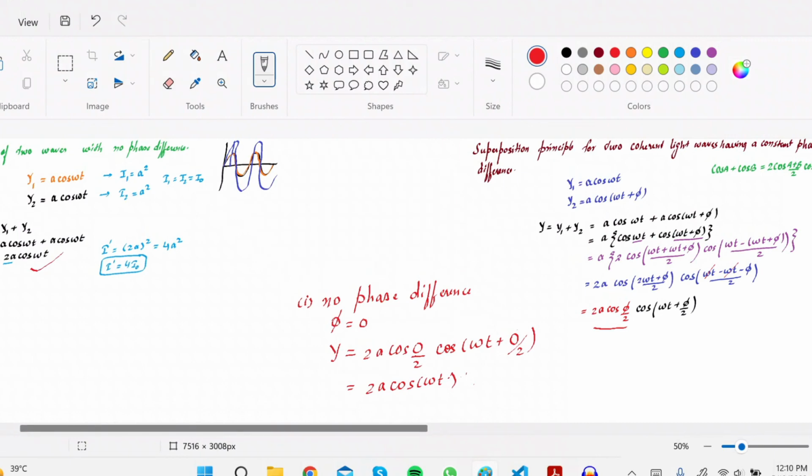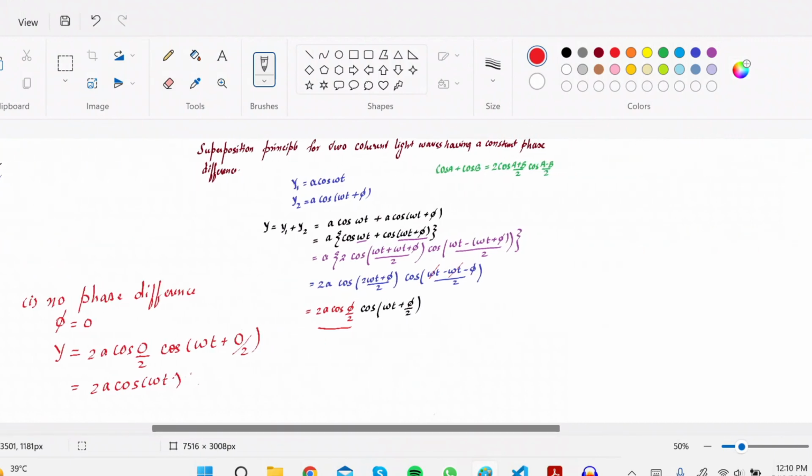Now, this is the first case. The second case is very important, and this is called our constructive interference. We will talk about interference in the next lecture. Next is our destructive interference, and the second case is destructive interference. Now, what's the condition for destructive interference?